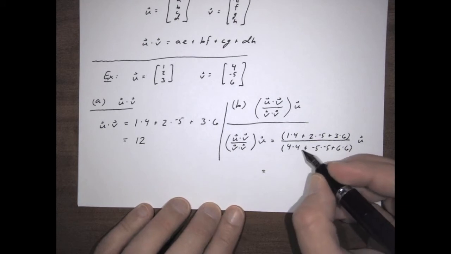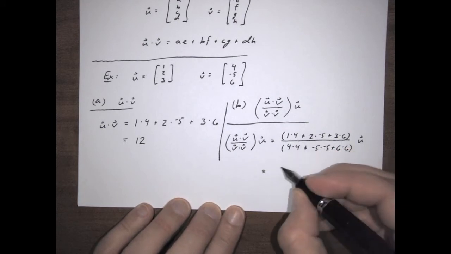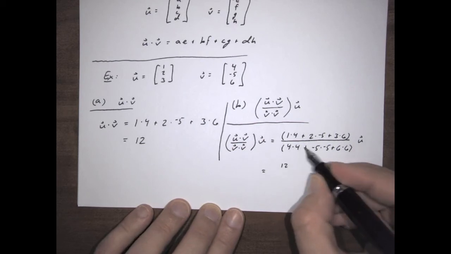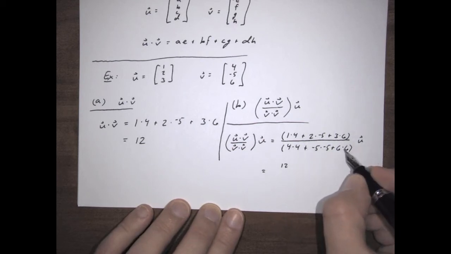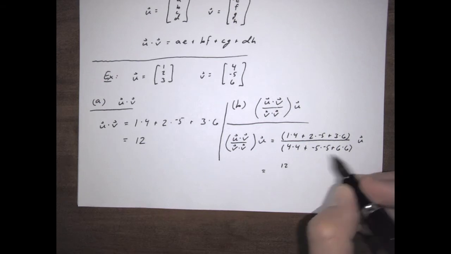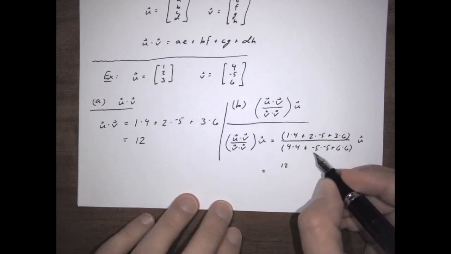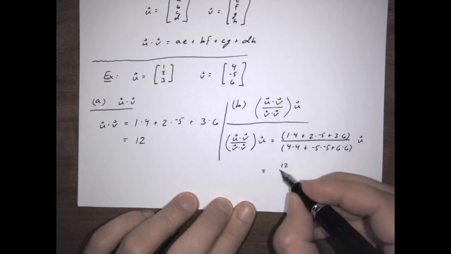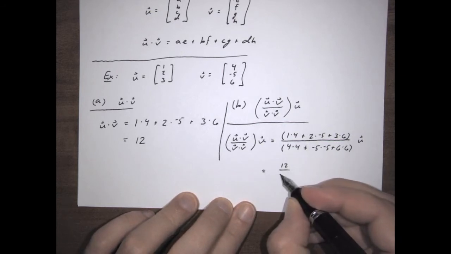And now what this is going to be giving us is, of course, 12, as we already evaluated up there. Down here we're going to have 16 plus 25 plus 36. So 16 plus 25 is going to be 41, plus 36, it's going to be 77.